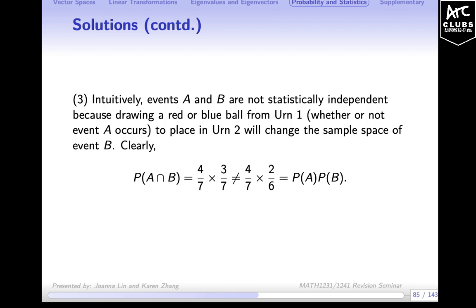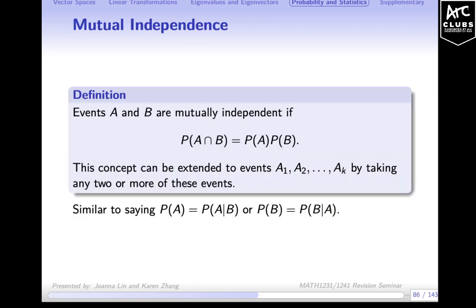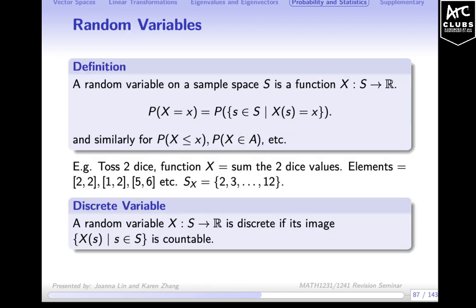I have a definition of this right on the next page. It's called mutual independence. These two events are mutually independent if this equation here holds true. It's similar to saying that the probability of A is equal to the probability of A given B, because event B has nothing to do with event A if they are independent. It's the same thing for the B case. So that's basically all for probability. The most important part was the conditional probability part. If you can understand some of the questions that we did, then you should be fine.